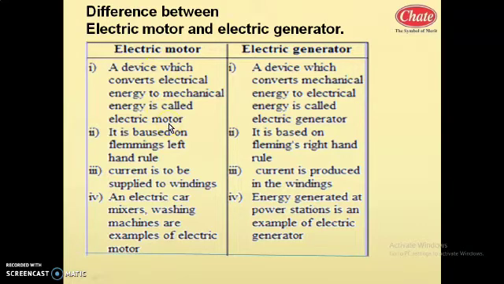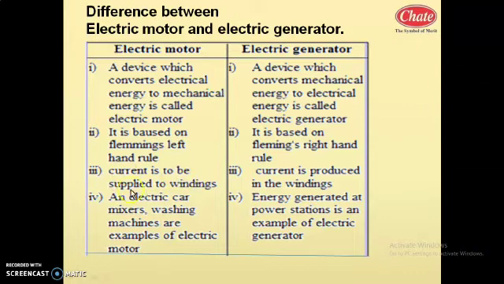Whereas what is an electric generator? A device which converts mechanical energy to electrical energy is called an electric generator. The electric motor is based on Fleming's left hand rule. The electric generator is based on Fleming's right hand rule.